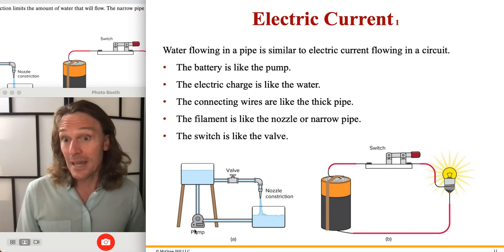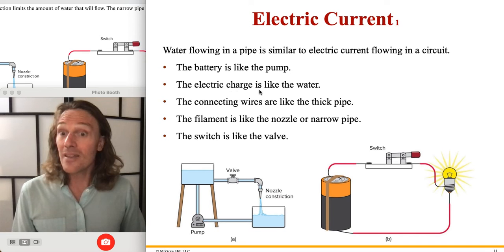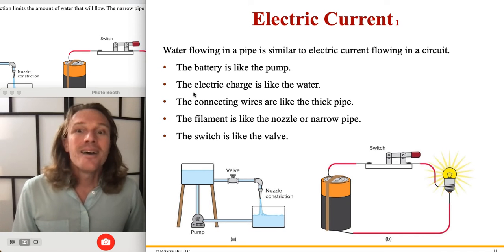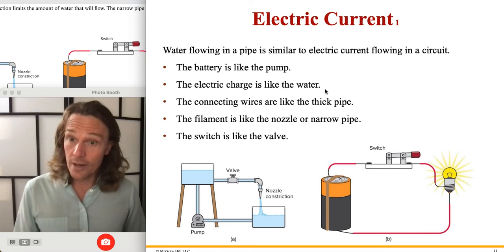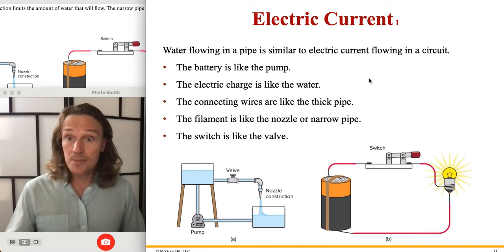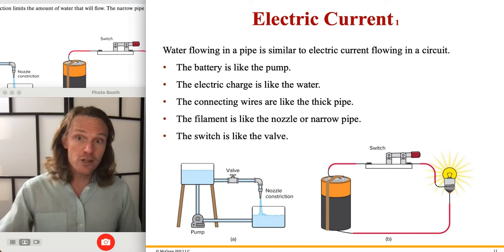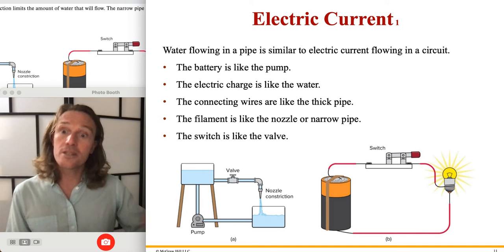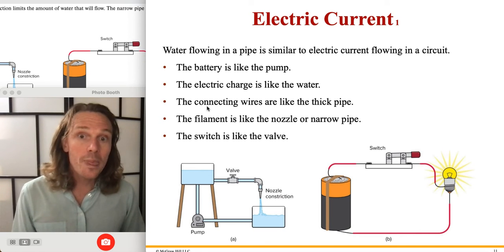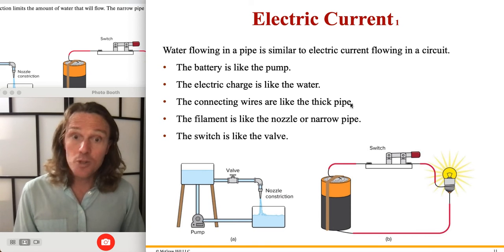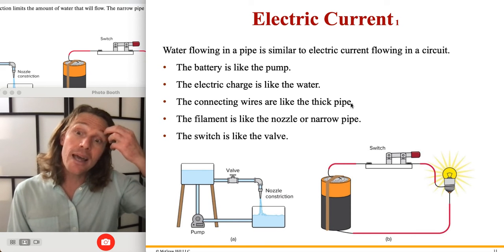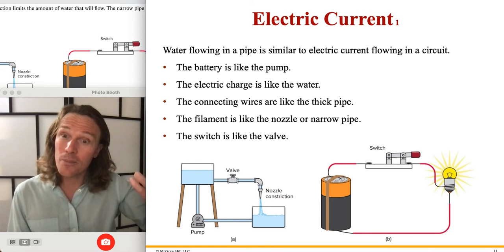I guess you could have a mechanical pump though, driven by a biological source of energy or nuclear energy. The electric charge is like the water, okay? So I kept saying, it's really comparable. Mass flow rate, kilograms per second, is like current, charge per second. The connecting wires are like the thick pipe. Absolutely, okay? Now, why thick pipe? That's interesting, right? Put that word in there.